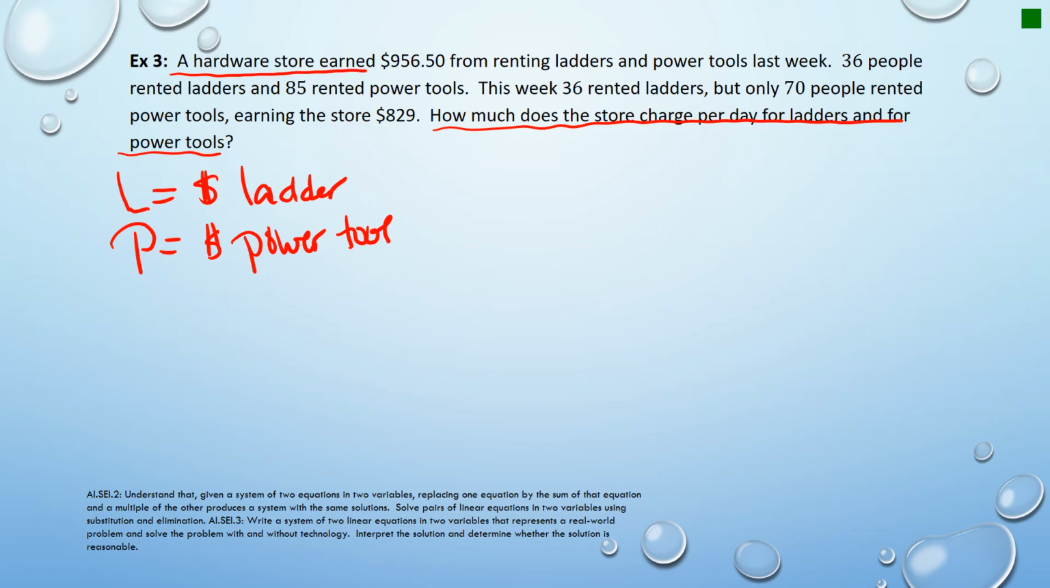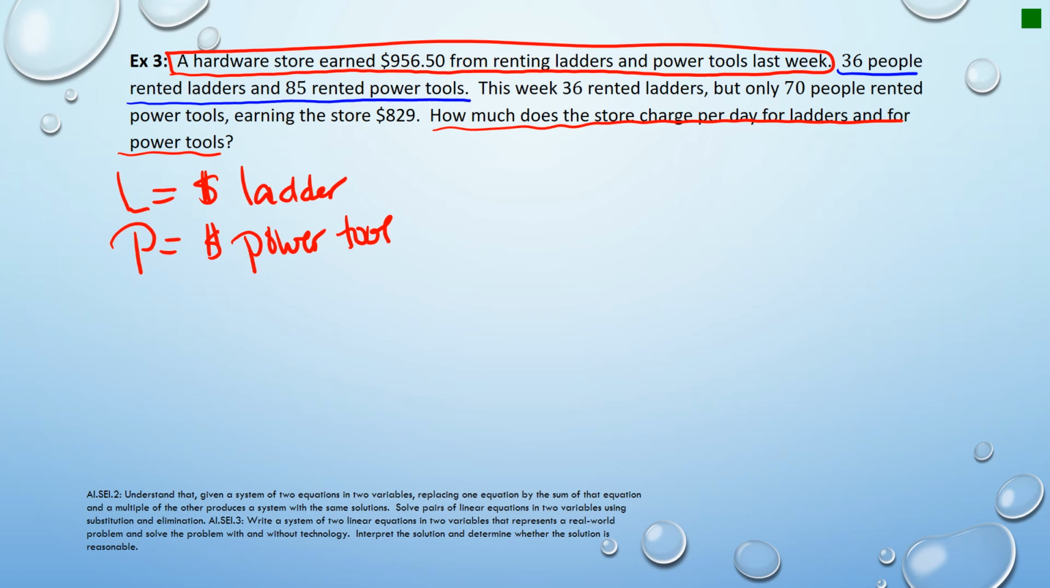A hardware store earned this much money from renting ladders and power tools last week. All right. So if we're talking about money, I have to have money, money, money. I'm not really ready to do that yet. We'll talk about that in a minute. Next sentence: 36 people rented ladders and 85 rented power tools. So last week they had money from 36 ladders and 85 power tools.